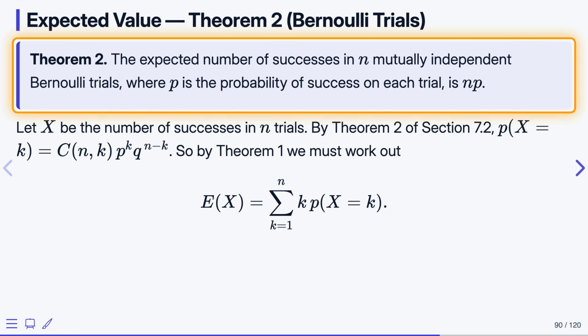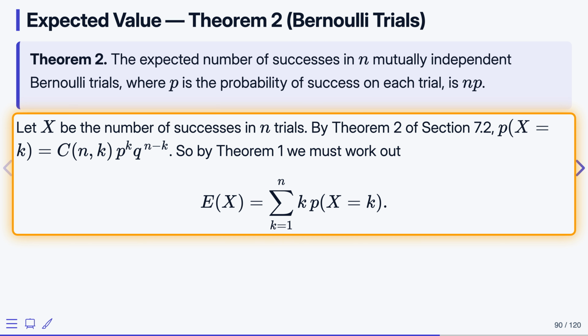Theorem 2 gives a very clean result. If we run n independent Bernoulli trials, each with success probability p, then the expected number of successes is simply n times p. For example, flip a fair coin 100 times and you expect 50 heads. To prove it, let X count the successes. We already know the probability of exactly k successes from section 7.2. Then, by Theorem 1, the expected value is the sum over k of k times that probability. Let's work that sum out over the next 2 slides.